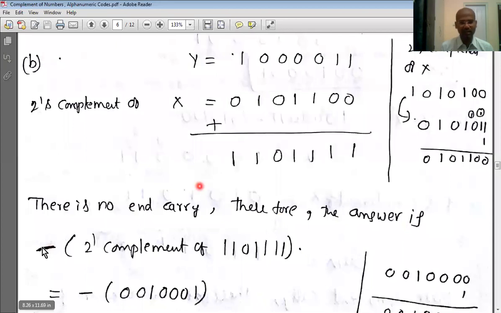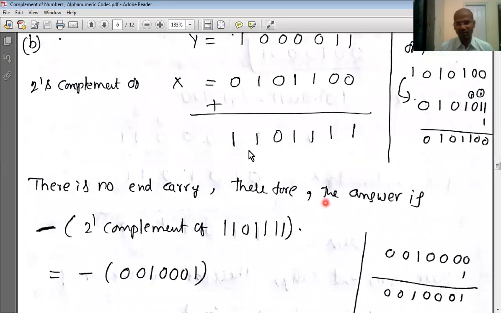If there is no end carry, we have to interpret this way. This is the actual answer: minus and the 2's complement. Why 2's complement? Because we are using 2's complement here. What is the 2's complement of this number, 1, 1, 0, 1, 1, 1, 1? Here we have performed that one. These two ones become 2 zeros, this 0 becomes 1, and these 4 ones become 4 zeros.